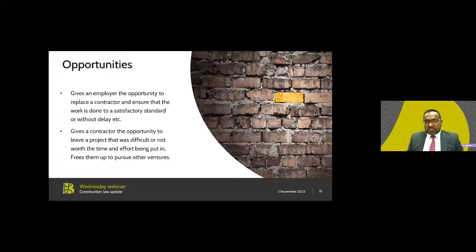What are the opportunities that may arise from termination? Well, in my view, it gives an employer the opportunity to replace the contractor who has been performing badly or whose work is of poor or unsatisfactory quality. It ensures that the work is done to a good standard and completed without delay. On the other hand, it can also give the contractor the opportunity to leave a project which was difficult or not worth their time and effort, and it frees them to pursue other ventures.